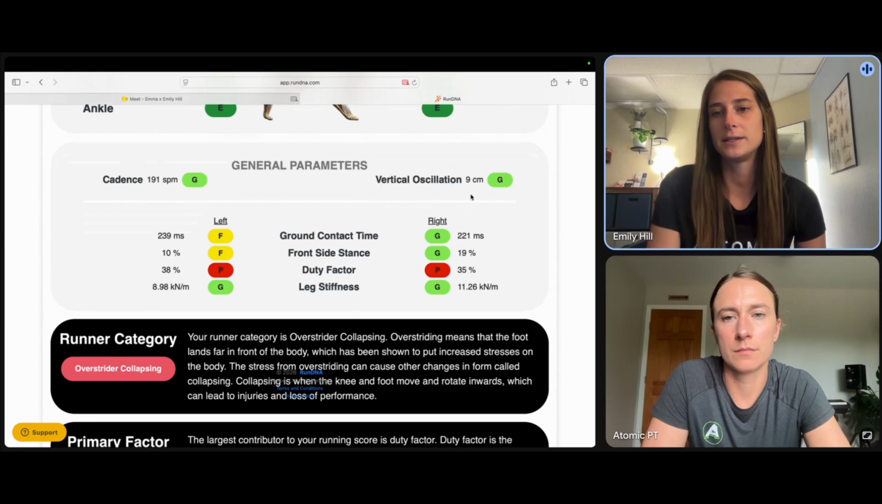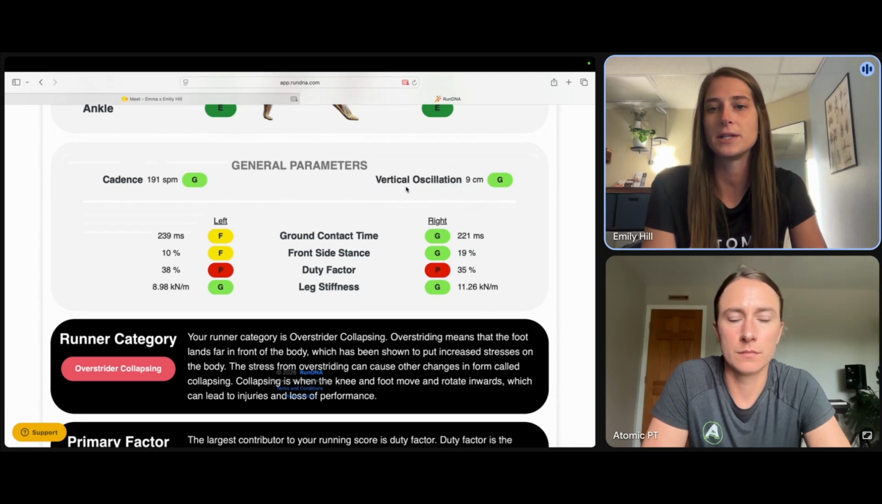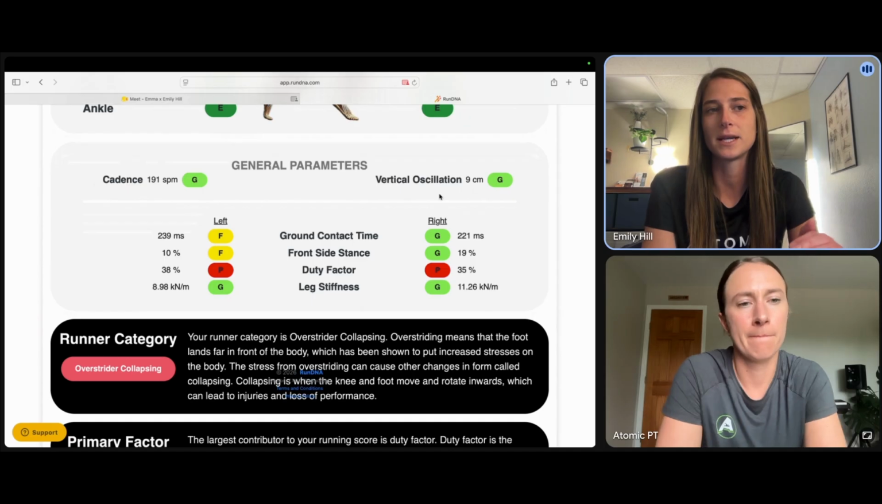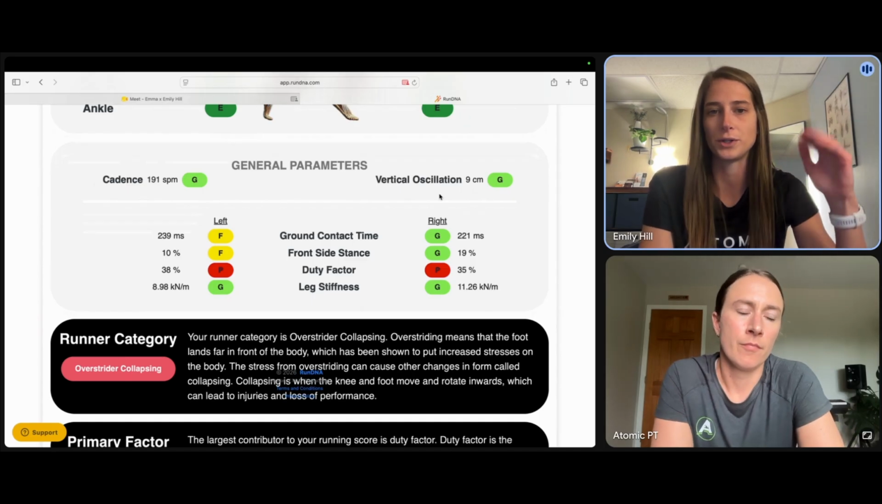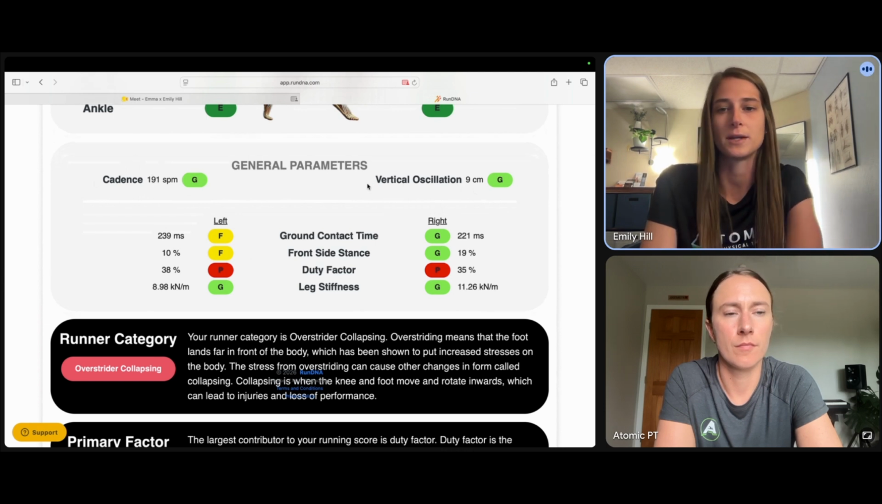Vertical oscillation, I like to see this number no more than 10 centimeters. Basically what the vertical oscillation means is how much you are bouncing up and down when you're running. I tell my runners, we want to make sure that we're moving forward when we run and that we're not just moving up and down, which is a lot more efficient for running.